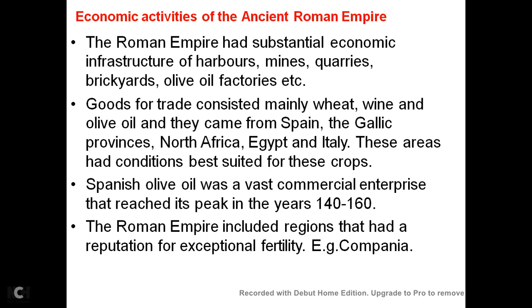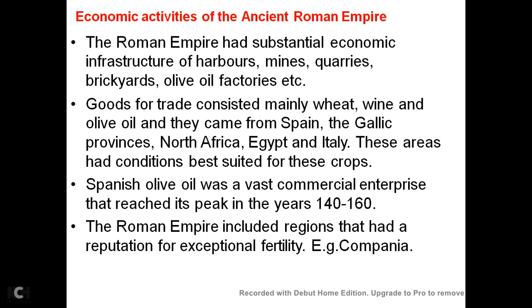In this way, we can now say with some confidence that Spanish olive oil, to take just one example, was a vast commercial enterprise that reached its peak in the year 140 to 160. The Spanish olive oil of this period was mainly carried in a container called Dressel 20. Dressel 20 are widely scattered across sites in the Mediterranean area. This suggests that Spanish olive oil circulated very widely indeed.